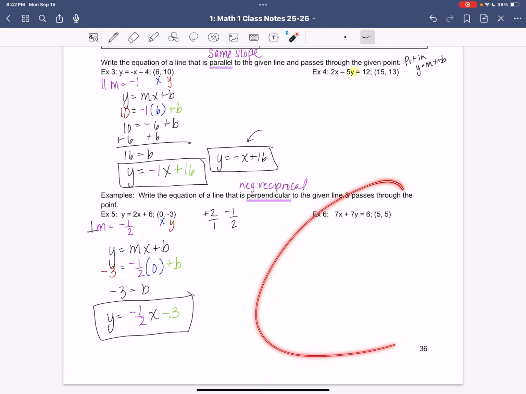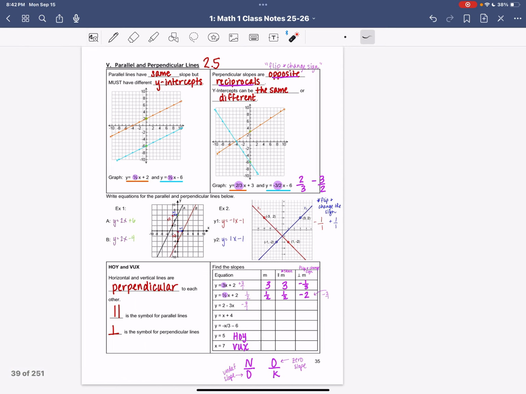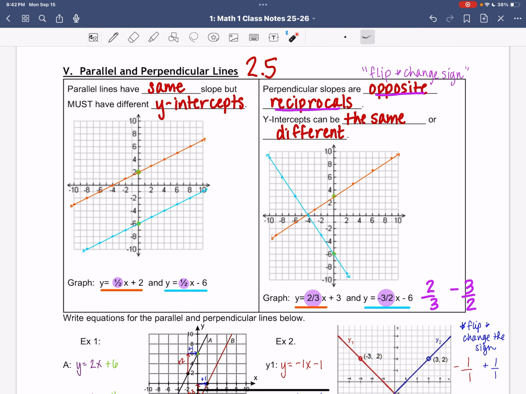All right, same thing. I want you to try this, but you do need to put it into y equals mx plus b first. All right, so just remember, parallel, same slope, different y-intercepts. Perpendicular are negative reciprocals or opposite reciprocals. So flip and change the sign, and then the y-intercepts, it doesn't matter.